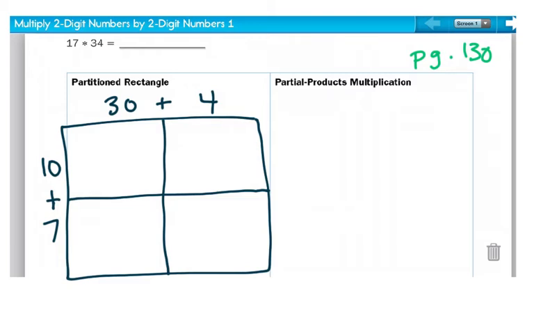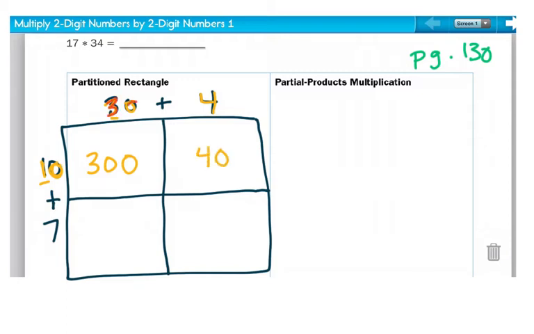Now what I'm going to do is go ahead and take 30 times 10. 3 times 1 is 3 with 2 zeros behind it. Now I'm going to take the 4 times 10, which is 40.